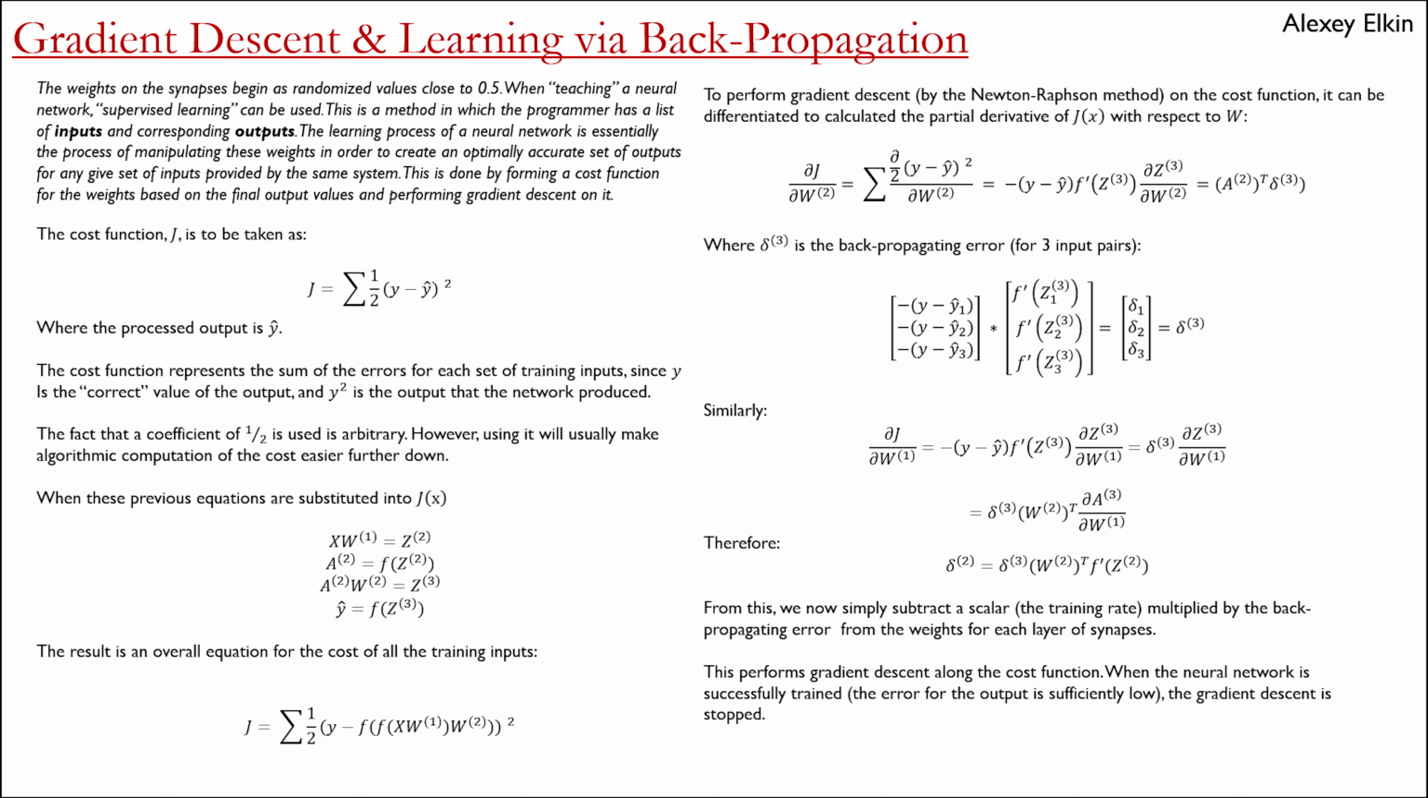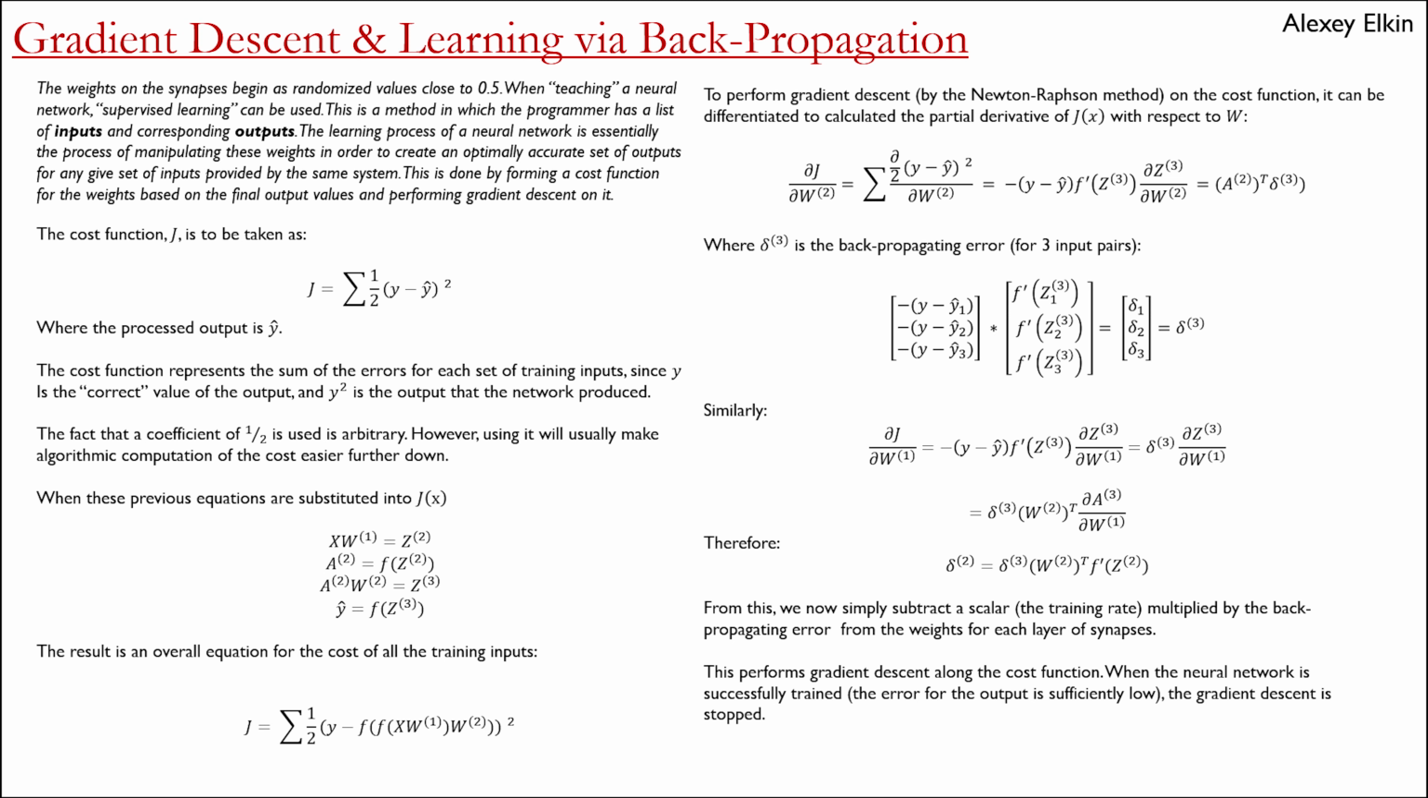The cost function J is to be taken as this, where the processed output is y hat. The cost function represents the sum of the errors for each set of training inputs, since y is the correct value of the output and y hat is the output that the network produced. The fact that a coefficient of a half is used is arbitrary. However, using it will usually make algorithmic computation of the cost easier further down.